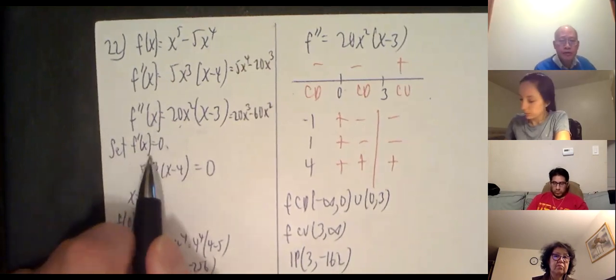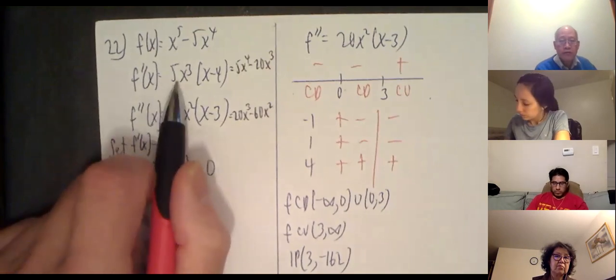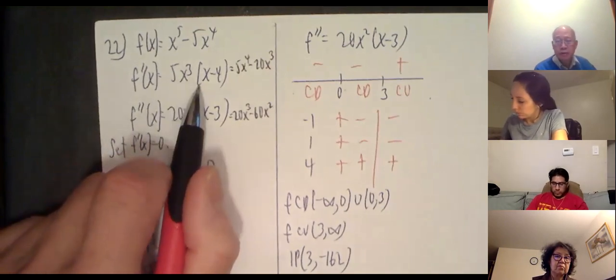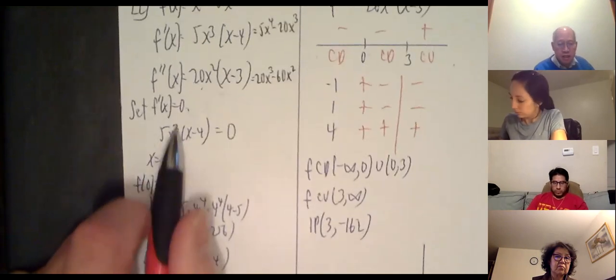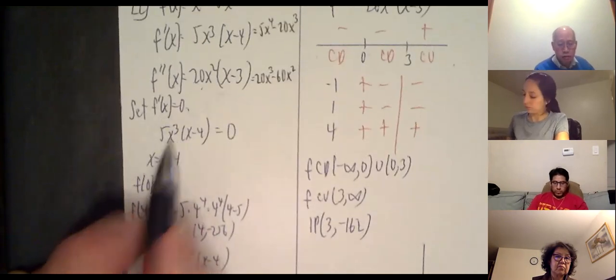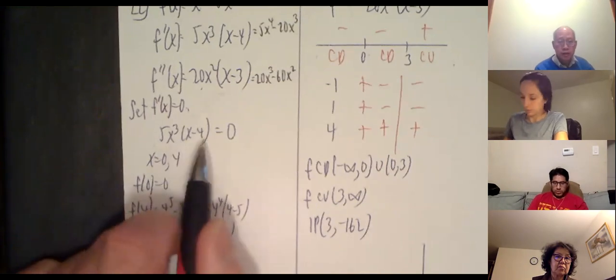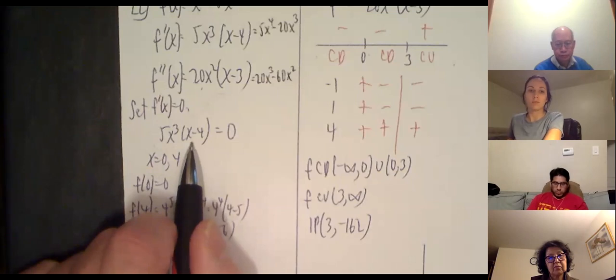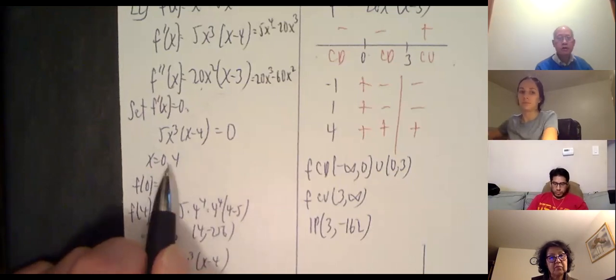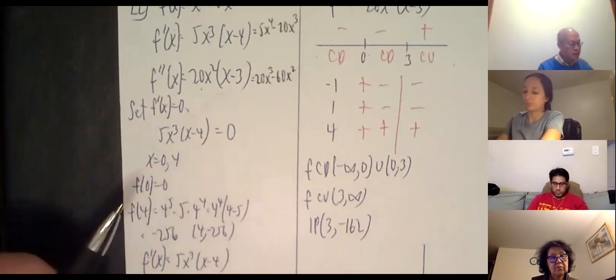Okay, set the first derivative equal to 0. 5x cubed times x minus 4, set it equal to 0. That's pretty easy. What makes this expression, 5x cubed, 0? 0. What makes this 0? 4. Now, 0 is nice, but 4 is probably not nice at all.